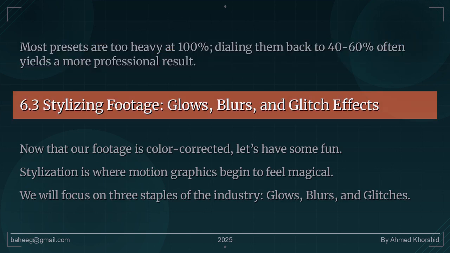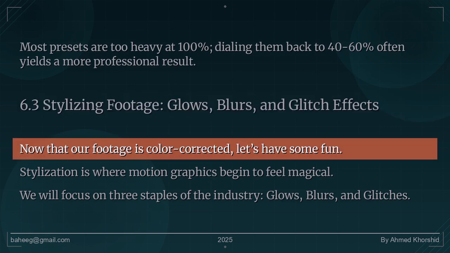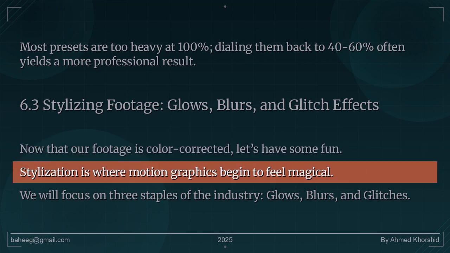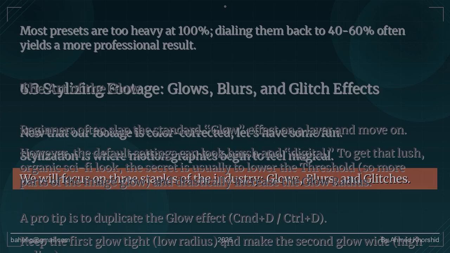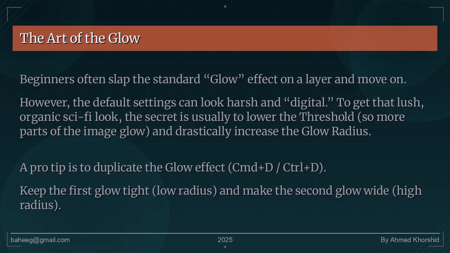6.3 Stylizing footage, glows, blurs, and glitch effects. Now that our footage is color corrected, let's have some fun. Stylization is where motion graphics begin to feel magical. We will focus on 3 staples of the industry: glows, blurs, and glitches. The art of the glow.